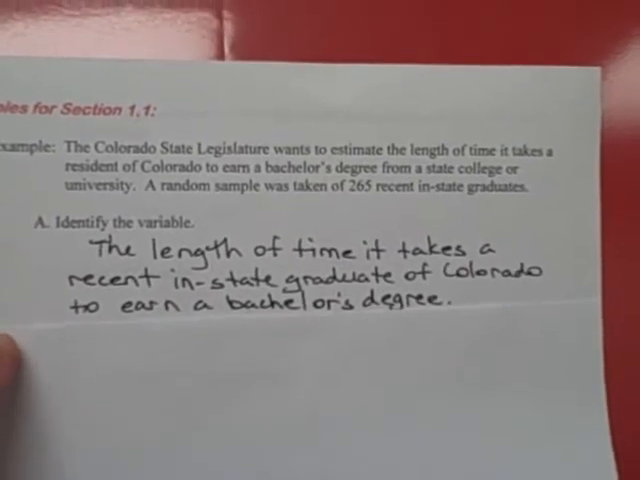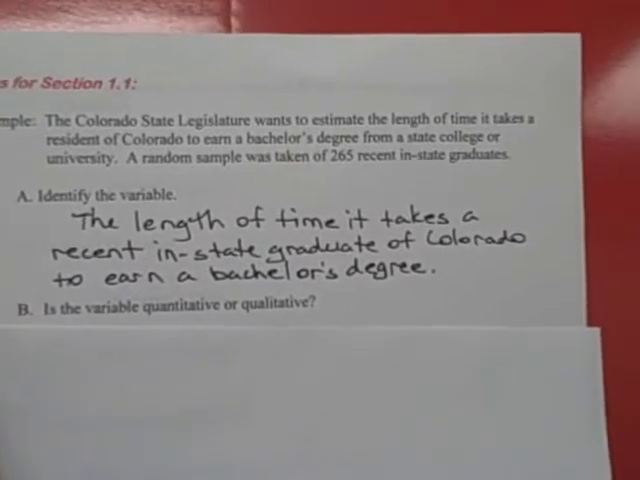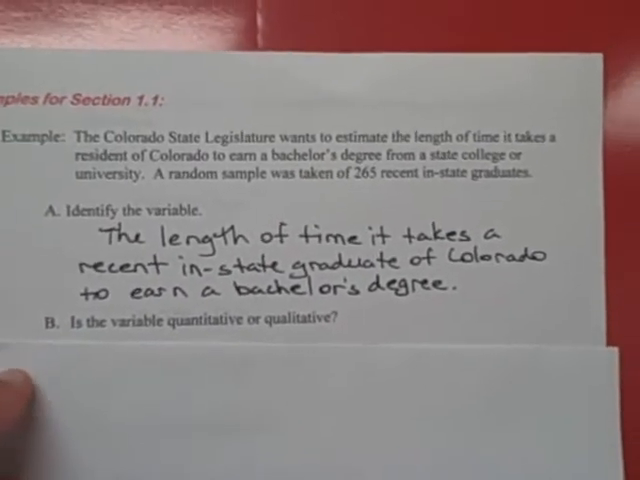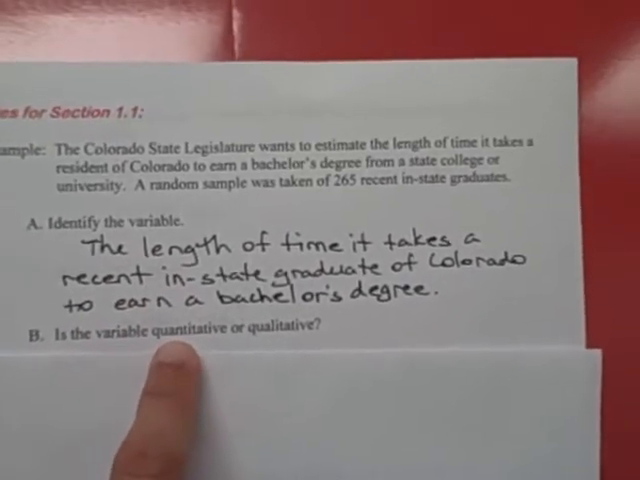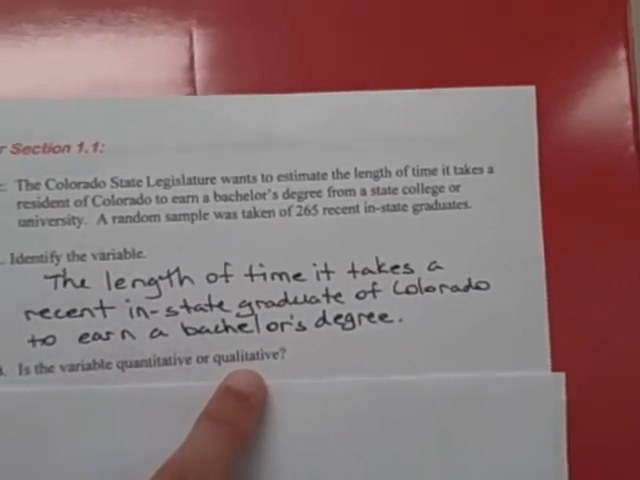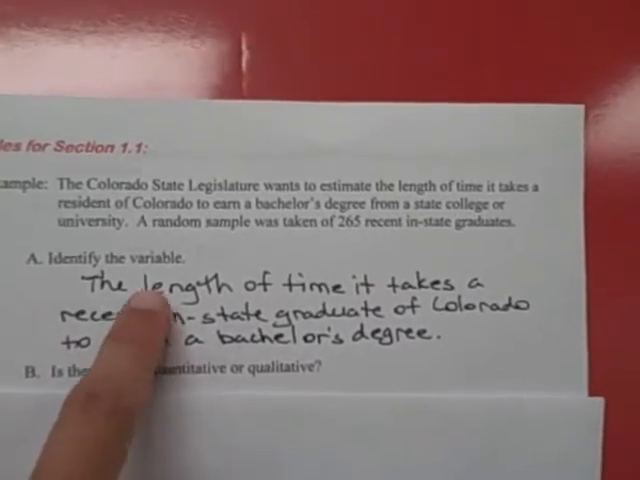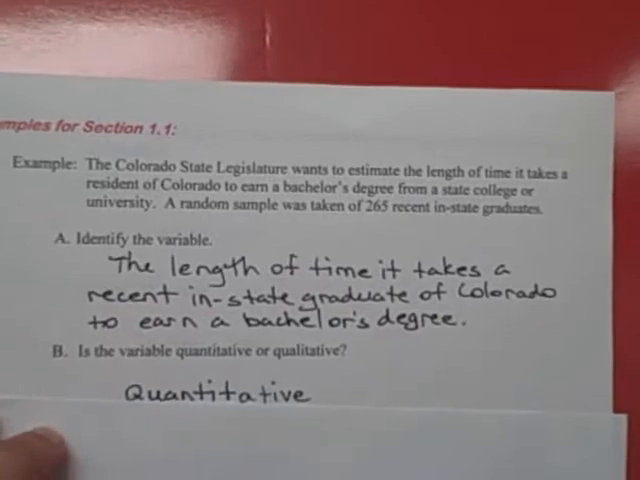Okay? The second question asks us if the variable is quantitative or qualitative. So length of time, does that represent an amount, a quantity, or does that represent a group or a quality? Okay? In this case, length of time is definitely an amount, so it is quantitative.